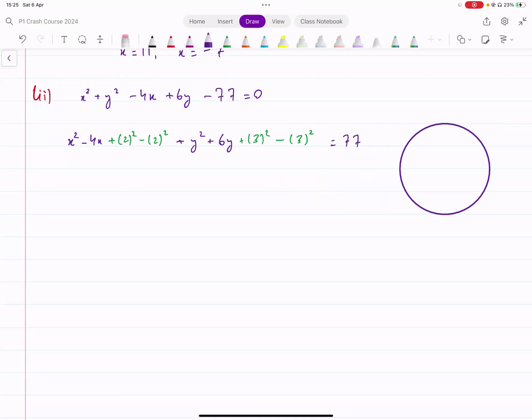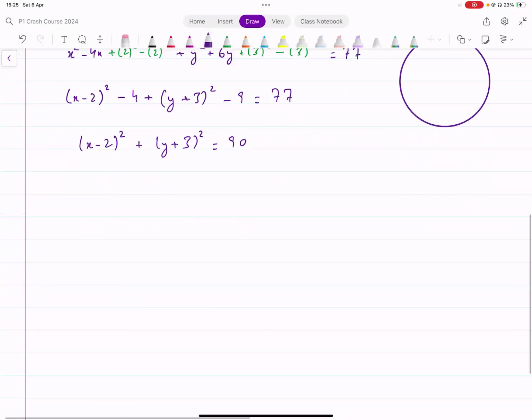And that gives you x - 2 whole squared, and you have this -4 outside, plus y + 3 whole squared, you have this -9 outside, equals 77. So the equation of the circle turns out to be x - 2 whole squared plus y + 3 whole squared equals 90. Compare it with the standard form.